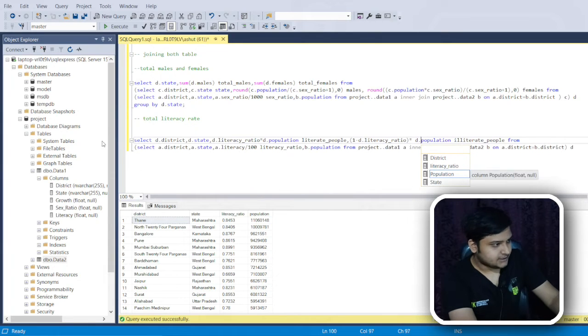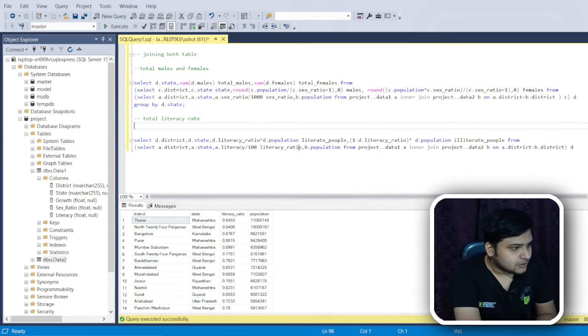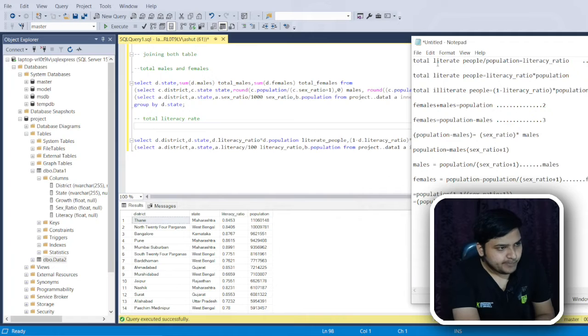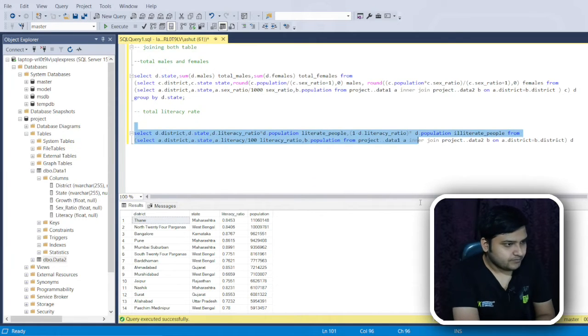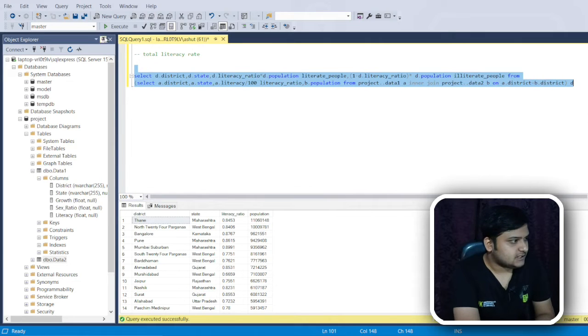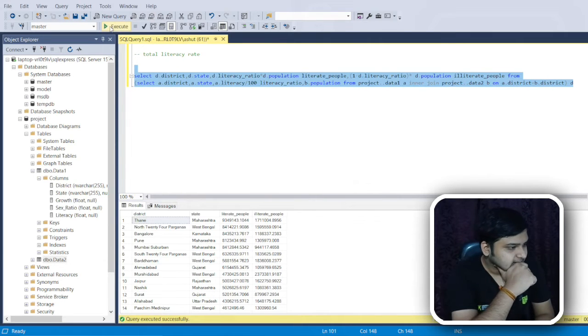I hope I'm writing the correct formula. Let me just cross-verify. The total number of literate people is the literacy ratio into the population, and illiterate people is 1 minus literacy ratio into population, and that is absolutely correct. I hope the equation is correct. I'll just run the query from here. I'll select and execute this. Okay, we have got our literate people and the total number of illiterate people residing in the district.